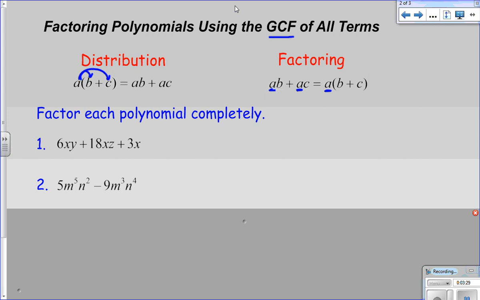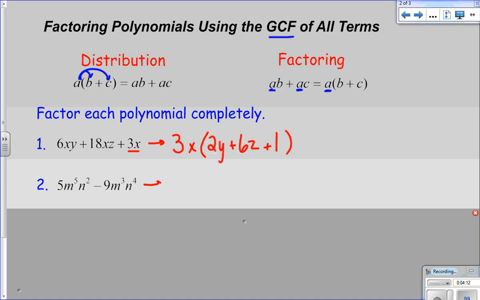Factor each polynomial completely. First, our trinomial, we look for a GCF of 6xy plus 18xz plus 3x. And our greatest common factor would be 3x. You have to include both the coefficients and the variables when looking for a greatest common factor. So if we factor out our GCF of 3x, what we'd be left with is 2y, you're thinking about dividing out that 3x, plus 6z plus 1. When you factor 3x out of 3x, you're left with only 1 as your last term.